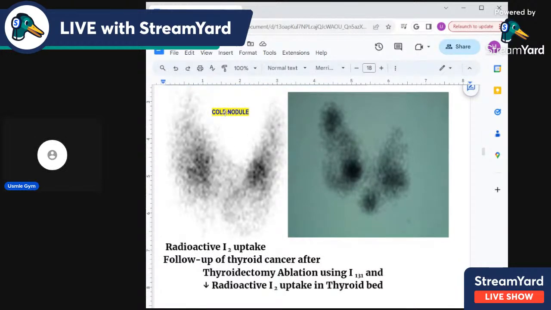So this is the cold nodule here, taking less radioactive iodine. And this one is a hot nodule, taking more. This nodule is more actively taking radioactive iodine.